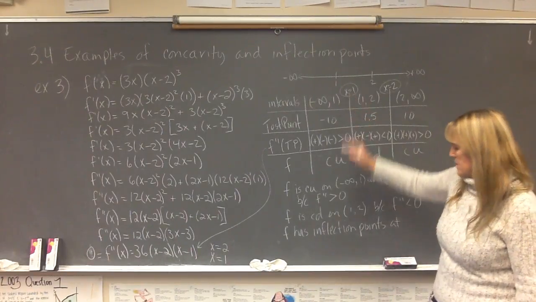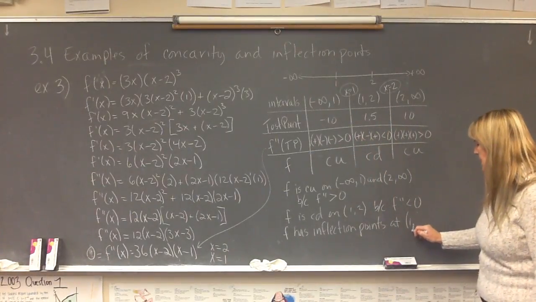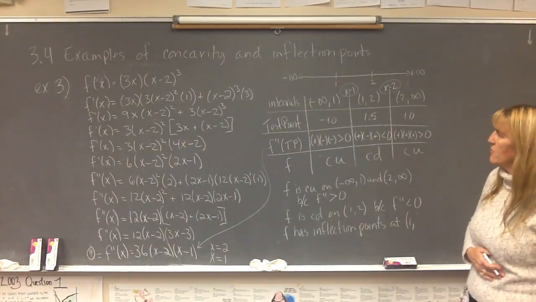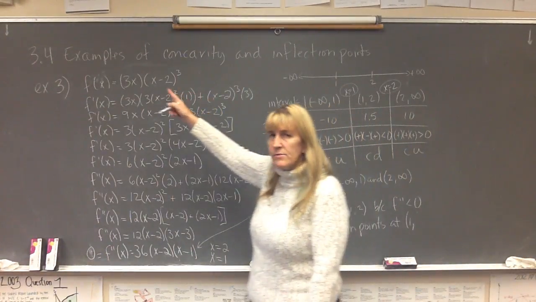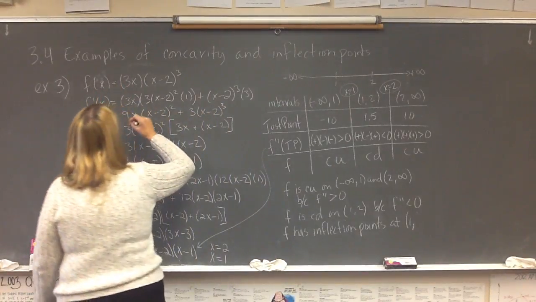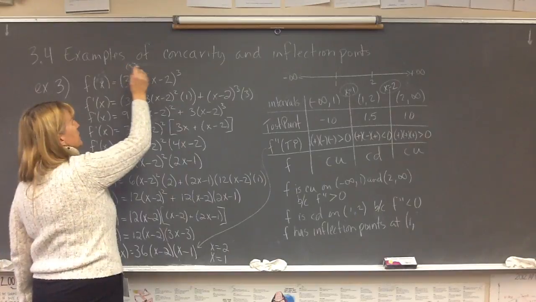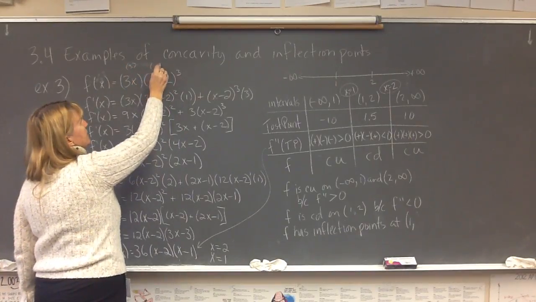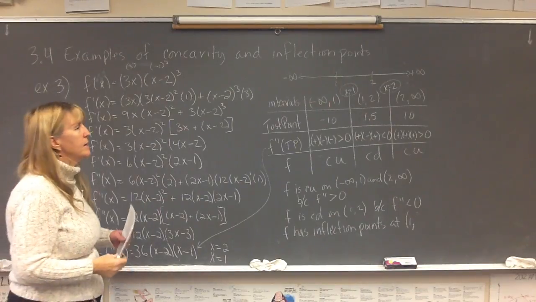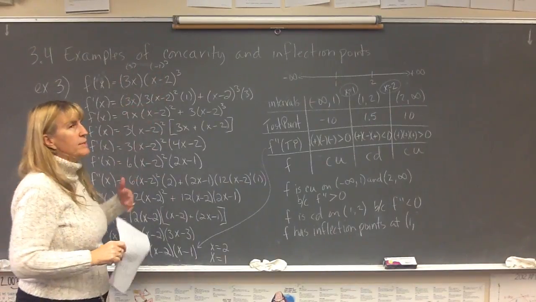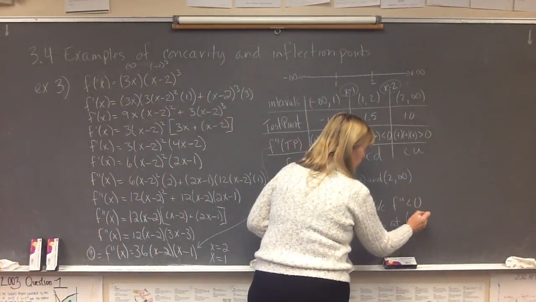at 1 comma, I think I can put that here, 1 comma, now I need my y-coordinate for my inflection point. So I'm going to take the value of 1 and go back to the original function where I get my height, and I'm going to put a 1 in here. 3 times 1 is just plain old 3. 1 minus 2 is negative 1, and when I cube negative 1, I get negative 1. Negative 1 times 3 is going to give me a negative 3 for my y-coordinate when x is 1.